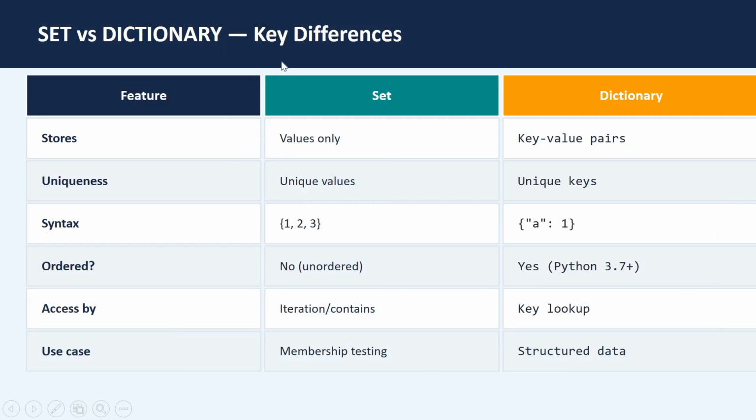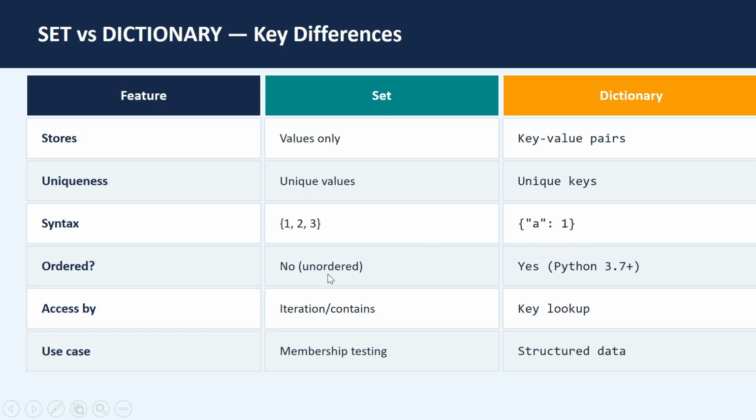So the key differences between set and dictionary: first, set stores the value only, whereas dictionary stores key-value pairs. Uniqueness: set will always allow unique values, and dictionary has two things, key and value. So what could be unique? The key will be unique, value could be duplicate, right? So key cannot be duplicate. Syntax: we use curly braces for 1, 2, 3, and here also we use curly braces, a colon 1. So a will represent a key and 1 will represent a value.